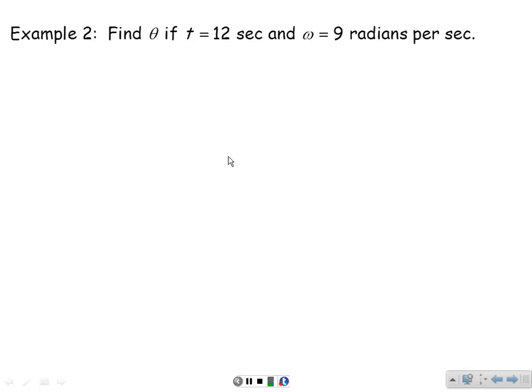Okay, so let's look at this one. Example number 2, it says find theta if your time is 12 seconds and your omega is 9 radians per second. So again, we have the same formula that relates these three together. So you have omega is going to be theta over time. But this time we're looking for our actual angle. And so we can manipulate this and say that theta, our angle, is going to be equal to omega times time.